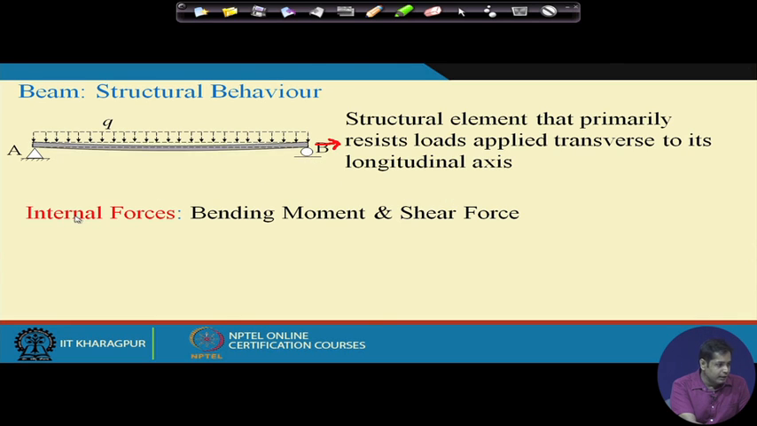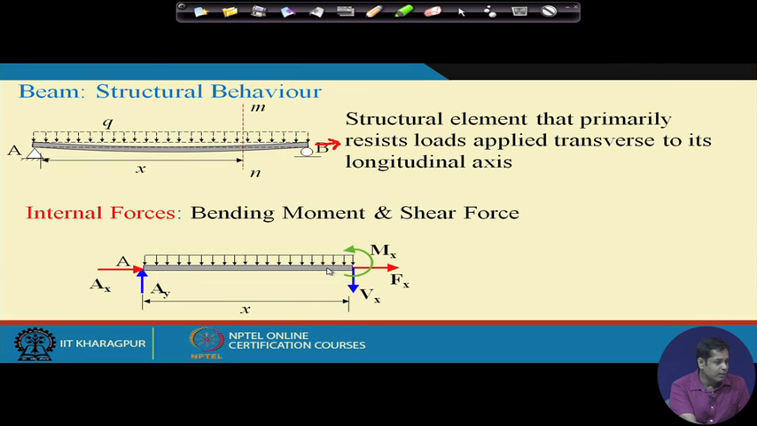The internal forces developed in the beam are bending moment and shear force. Now, let's see what bending moment and shear force are. If I take one section at a distance x from A and draw the free body diagram of this part and this part, then what happens?